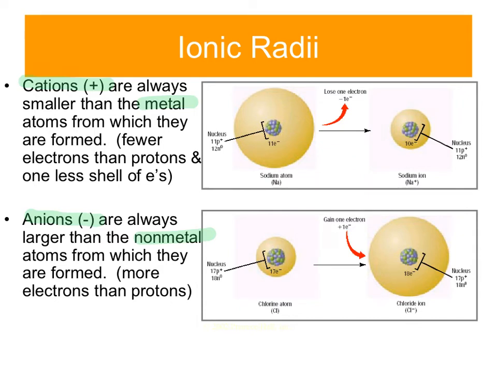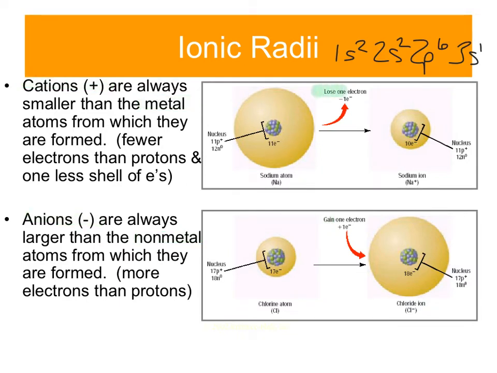Metals are on the left, typically having 1, 2, or maybe 3 valence electrons, so for them it's easier to lose an electron, whereas anions are on the right-hand side of the periodic table, the nonmetals typically having 7, 6, maybe 5 valence electrons, so for them it would be better to gain electrons. So if they gain electrons, they become negative anions, and if they lose electrons, they become positive cations.